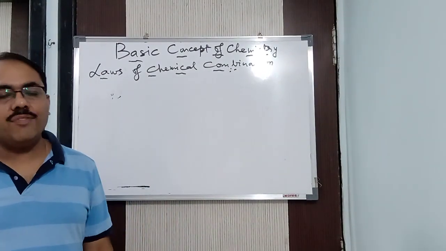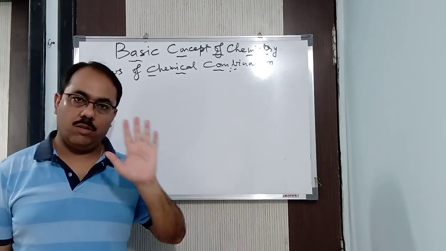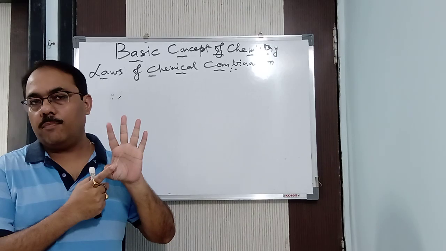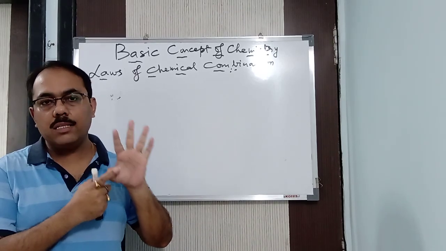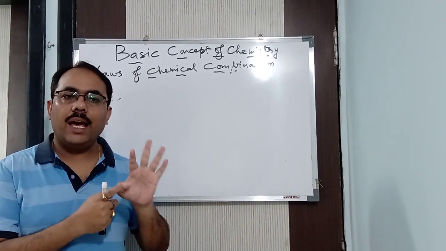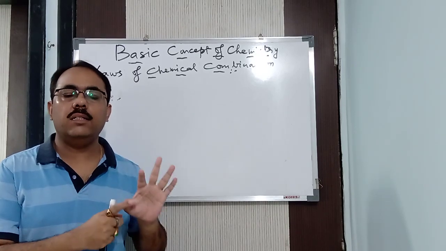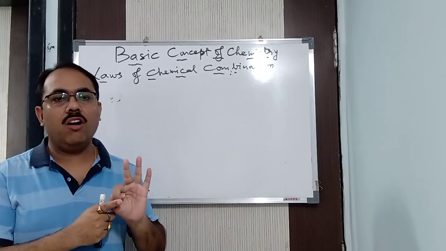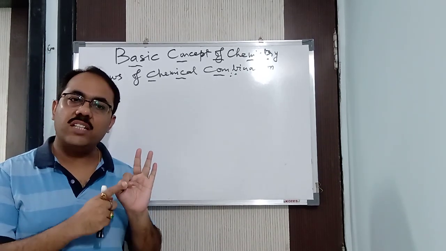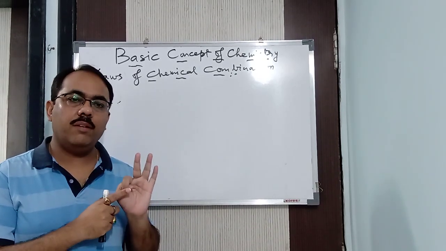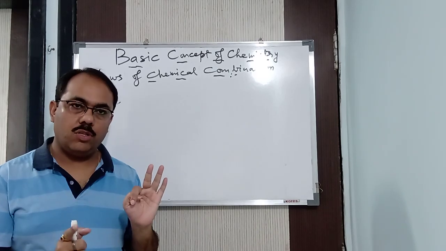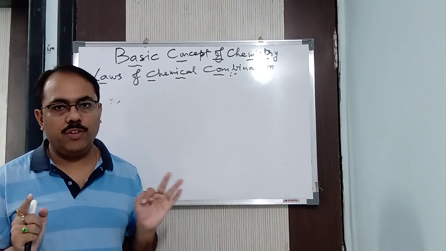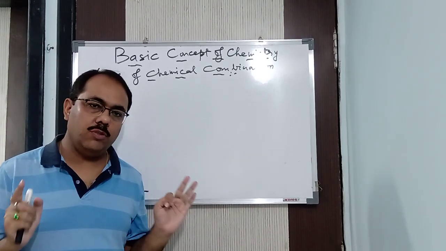Now, in the laws of chemical combination, you have 5 laws. The first is the law of conservation of mass, which was given by Antoine Lavoisier, who is considered the father of modern chemistry. The second law is the law of definite proportion, or the law of constant composition, which was given by J.L. Proust, or Joseph Louis Proust. I hope, children, you are able to understand what I am speaking.